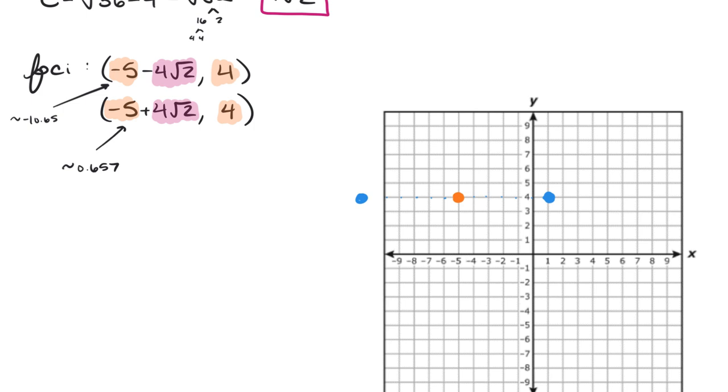Our B value is 2. So I'm just going to make a tiny little jump 2 above and 2 below my center. My foci visually should be on the same major axis as the center and the major vertices. And if we look at negative 10.6 something, which is approximately here-ish, comma 4, and 0.657, comma 4, those are both inside the ellipse, equidistant from the center and equidistant from the vertices, if I graphed it better than I did.